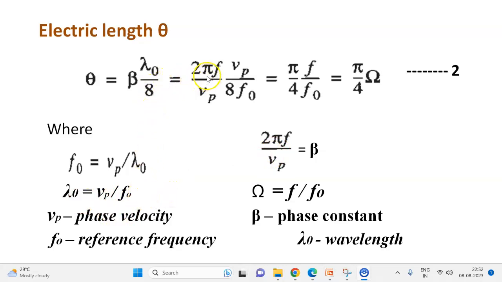We get (2πf/Vp) × (Vp/(8f0)). Here the Vp cancels, and 2 divided by 8 gives 4 in the denominator, so π/4 × f/f0. We can replace f/f0 by uppercase Ω. That is, the electrical length θ = (π/4)Ω, where Vp is the phase velocity, f0 is the reference frequency, β is the phase constant, and λ0 is the wavelength of the transmission line.